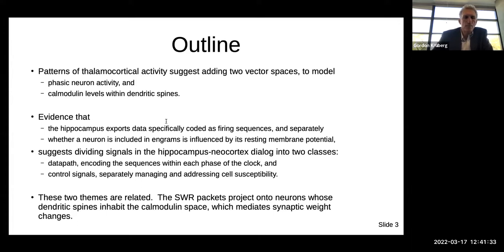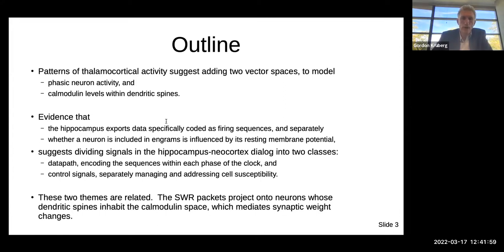The second theme is that there is strong evidence the hippocampus exports data that is specifically coded as firing sequences. Also, separately, that whether or not a neuron is included in an engram can be modulated by managing the resting membrane potential of that neuron.